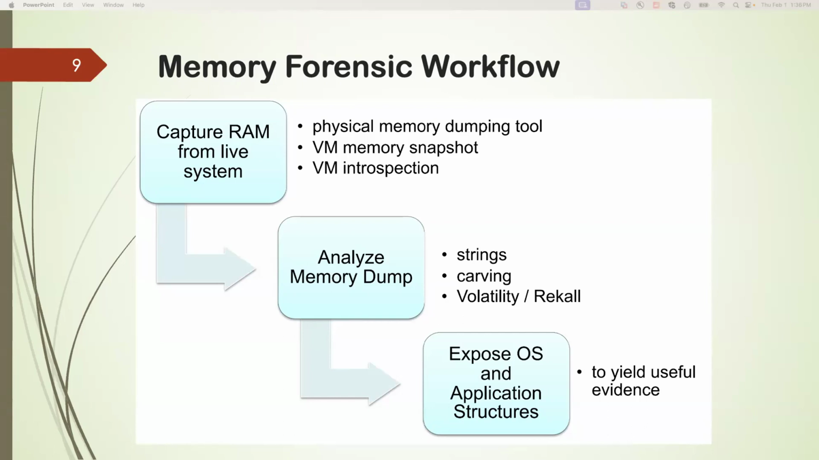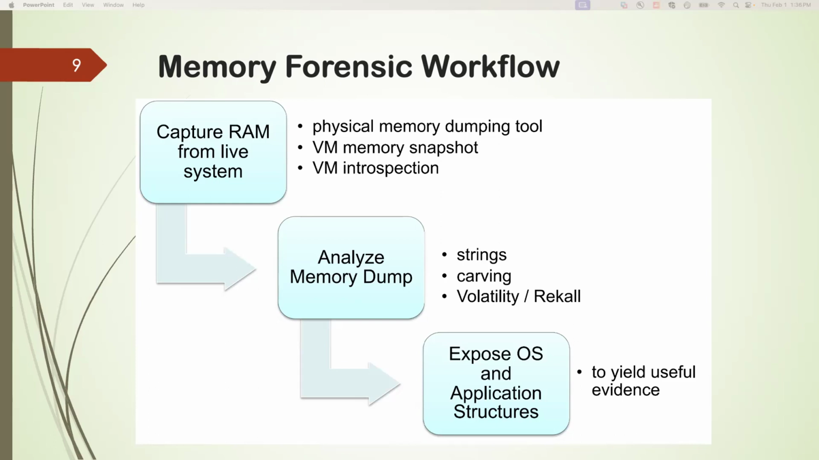While the system is running, we need to make a dump or a copy of the system's RAM. There are different ways in which you can make a copy. If you are investigating a physical PC and you have access to it, you can use software like FTK Imager and take a snapshot of the RAM at that given time.